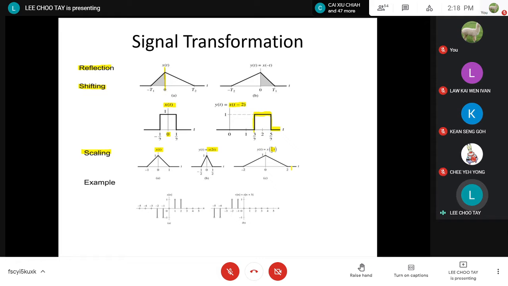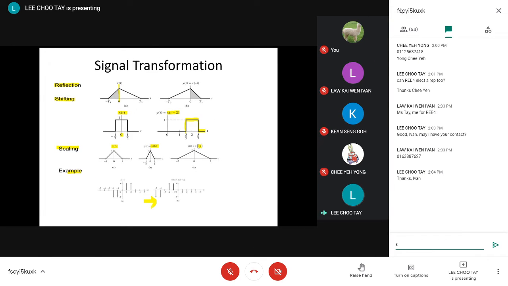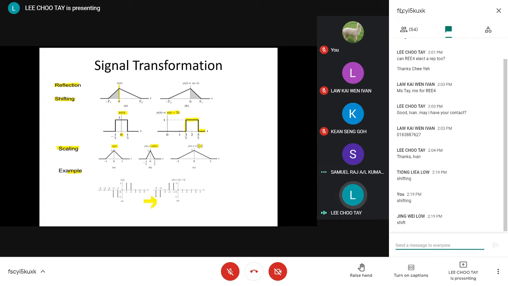Okay, so here I have an example. In this example, what kind of signal transformation has been performed from A to B? What kind of transformation happened? Can someone answer, please? Yes. Shifting. Yeah, shifting. Good. And here, the signal has been shifted to the left-hand side.